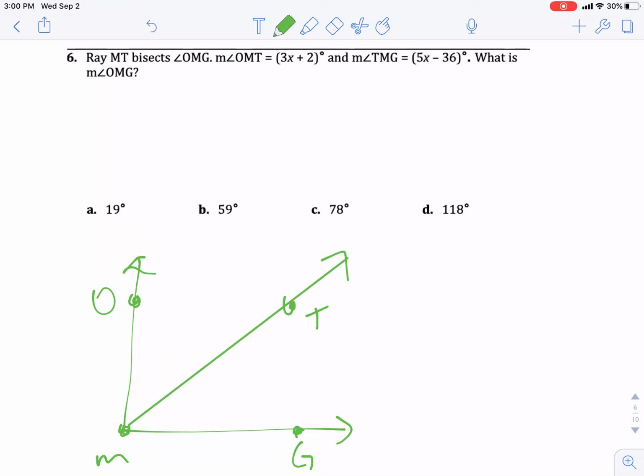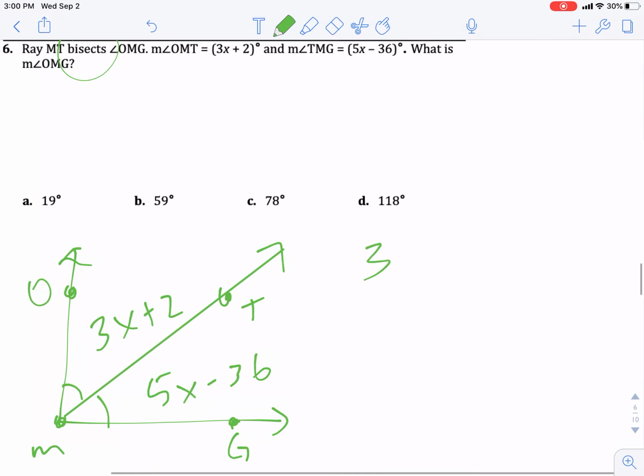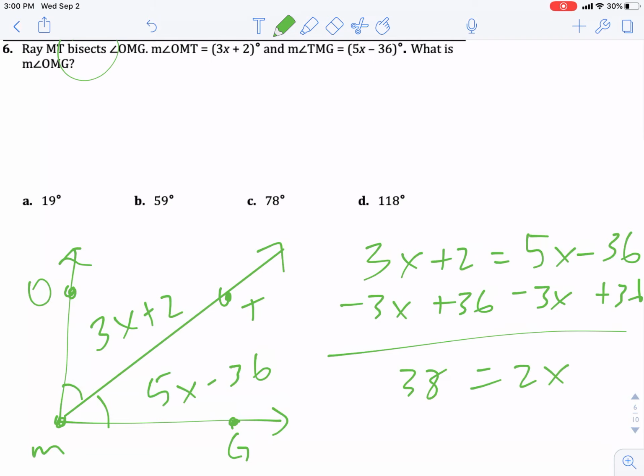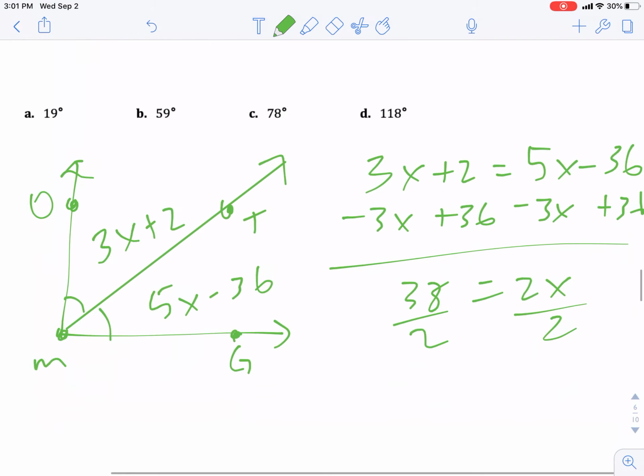bisects. So when it's bisect, right, these 2 parts are equal to each other. And when we have that, in this case we can take the 2 parts and set them equal to each other. So you get 3x plus 12 equals 5x minus 36. Subtract the 3x, add 36. We get 38 is equal to 2x. Divide by 2. X is equal to 19.